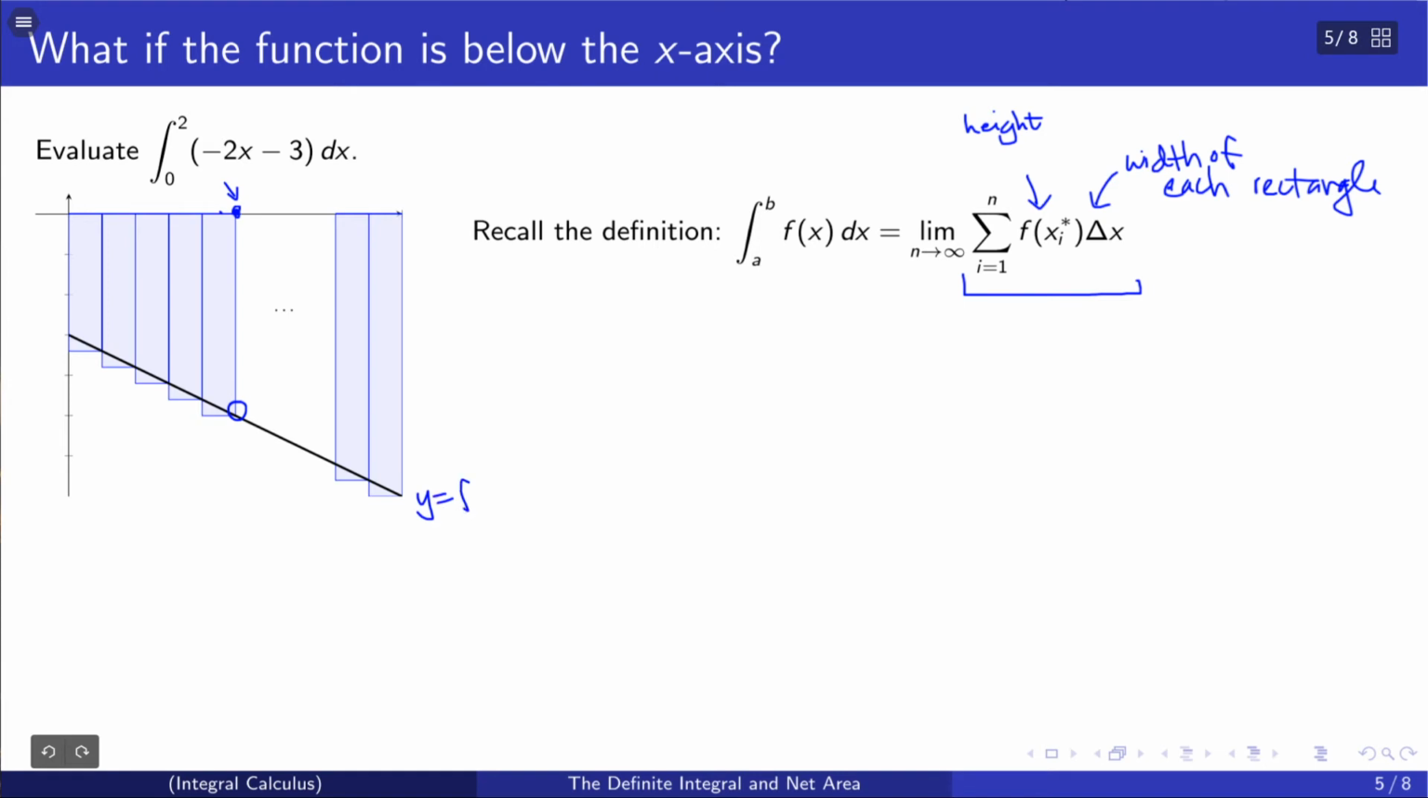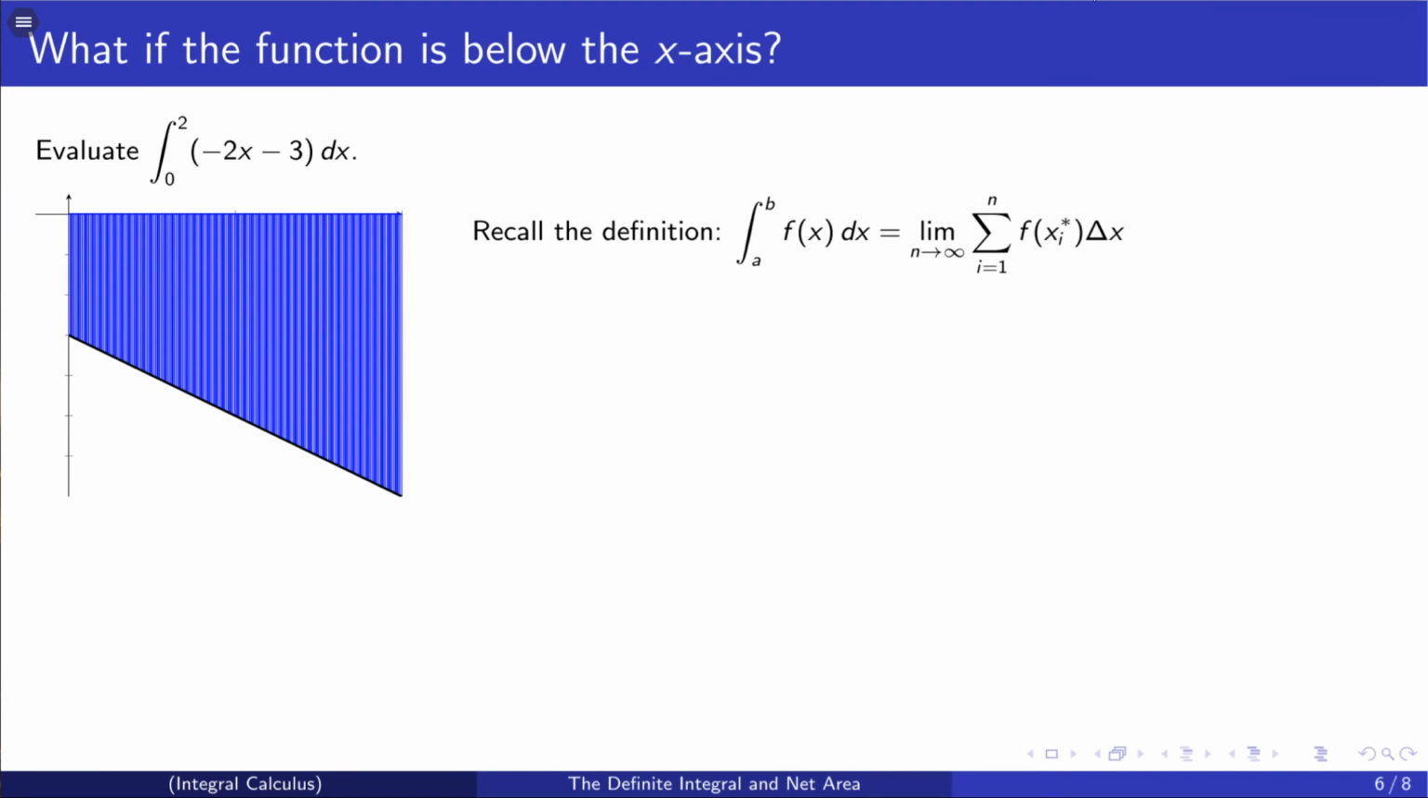Well, if f is below the x-axis, that just means this is going to be a negative term. So we're adding up this sum of negative times positive, which tells you that this integral is just going to give you a negative value as a result. In other words, if you have a function below the x-axis, then you're still computing the area, the sum of the areas of all these really thin rectangles. However, you're computing them in such a way that you're considering them to be negative.